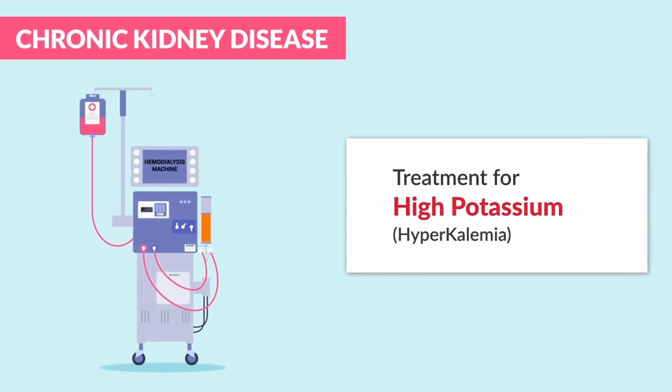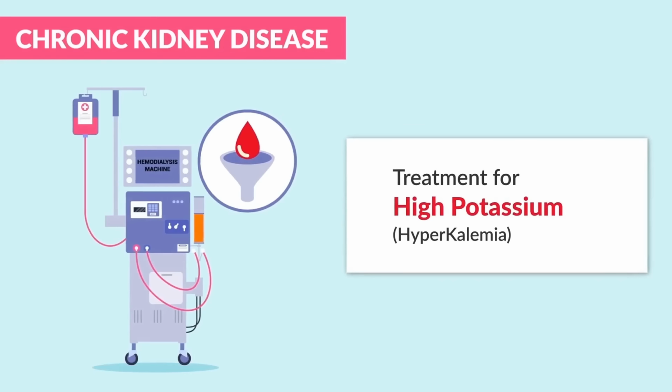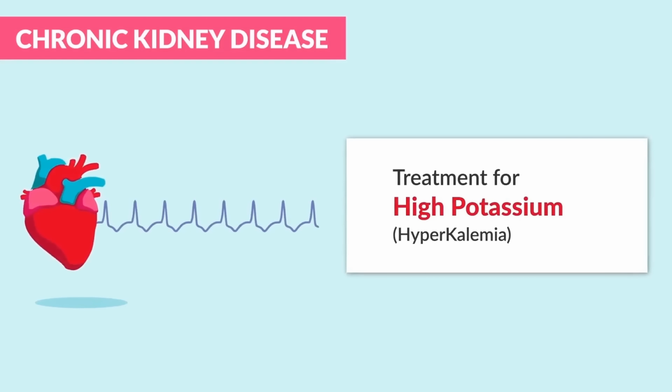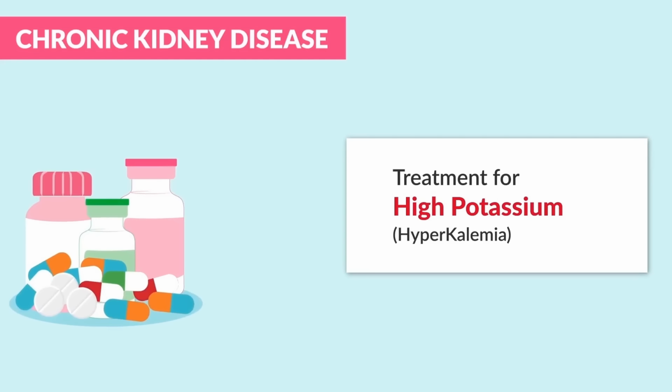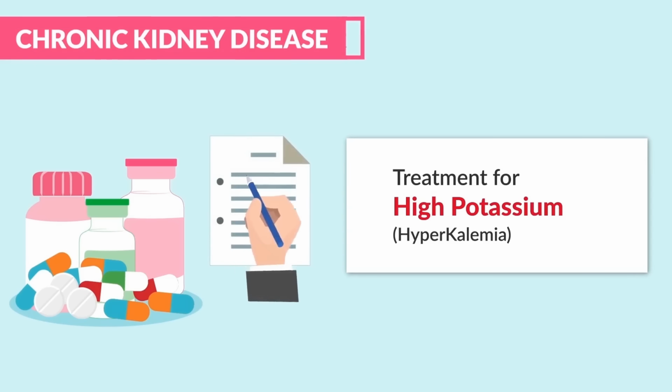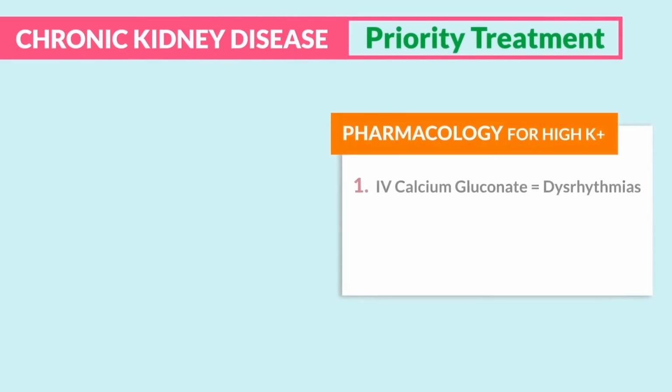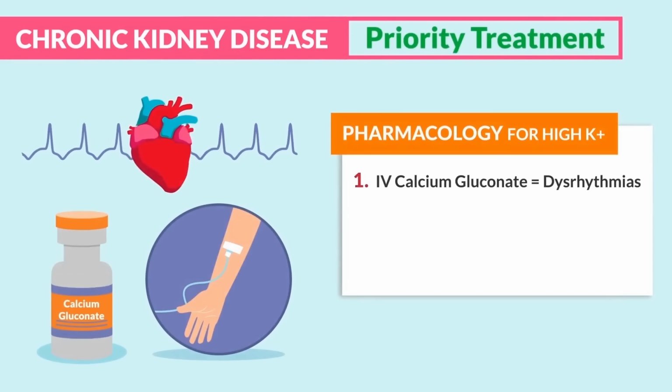Now, in terms of treatments, the long-term solution is to wash the blood with dialysis, but this can take some time to set up. So the immediate priority solution and treatment is to lower the potassium and protect the heart from deadly dysrhythmias. We do this with drugs in a very specific order. So write this down for priority treatment. Number 1 is IV calcium gluconate.